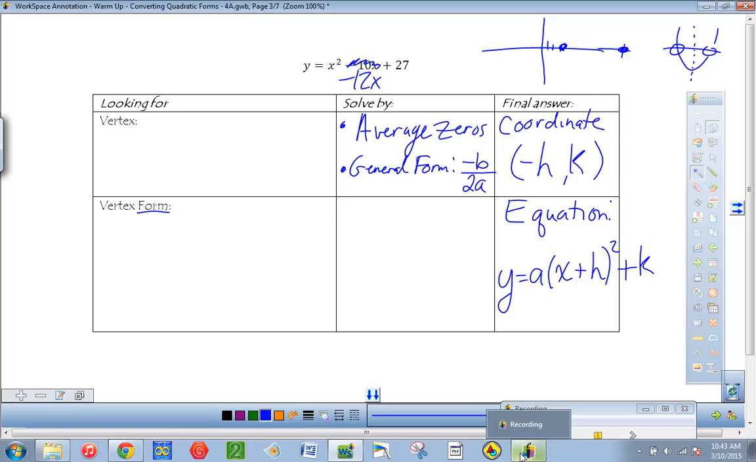If I have the standard form, can we do the standard form? Sure. Or do you want to average? Are you super excited about averaging? Everything is easier. Do the average then. 3 plus 9 divided by 2. That is 12, 6.